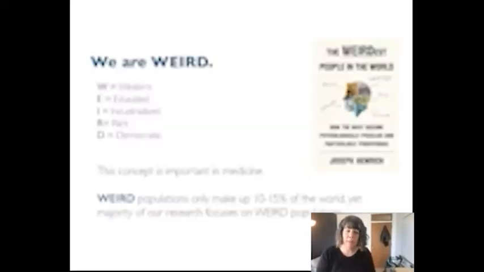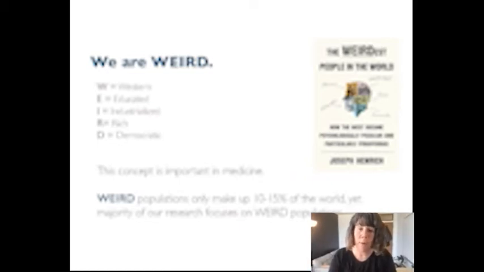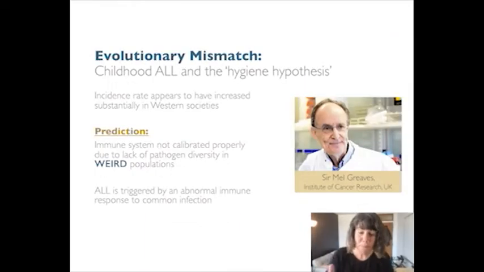And one component that I think is really important to point out, and especially when I'm talking to a more medical-based field, as you that are anthropologists might be familiar with this weird acronym that is Western, educated, industrialized, rich, and democratic, but some of the physicians that I talk to actually are unfamiliar with it. But the WEIRD populations only make up 10 to 15% of the world, but a lot of our research focuses on WEIRD populations. And we suggest some WEIRD populations might be an evolutionary mismatch.